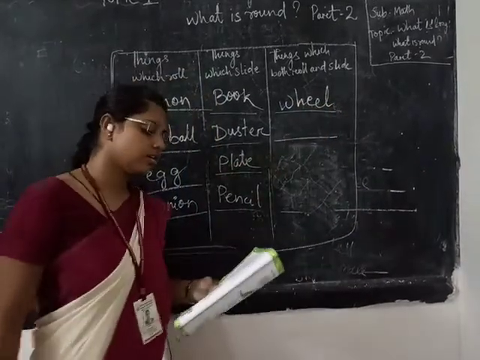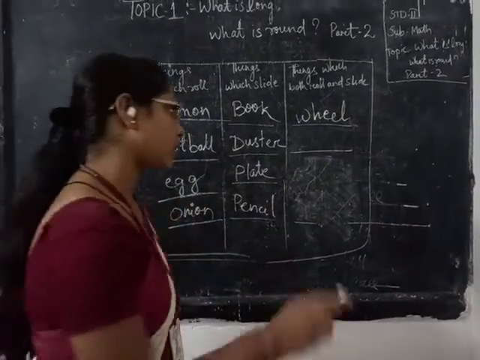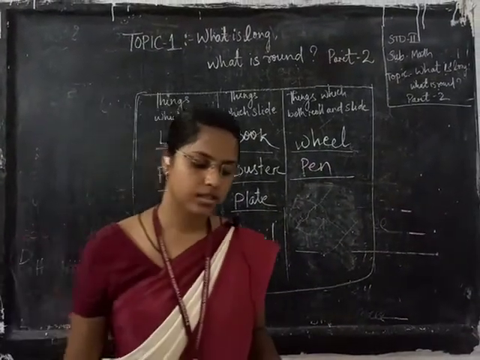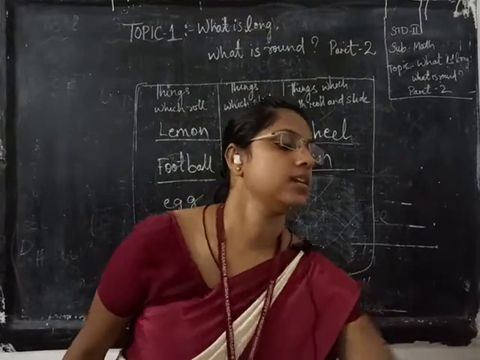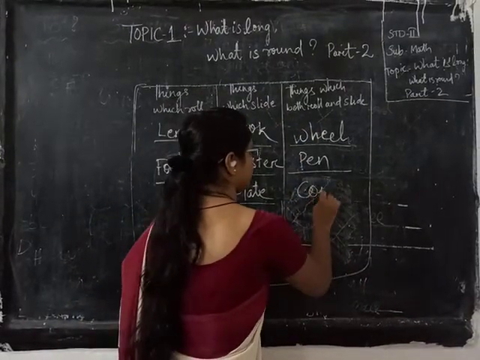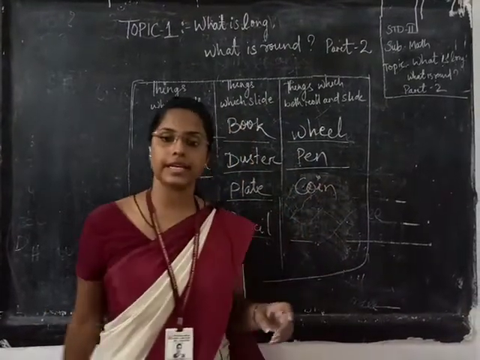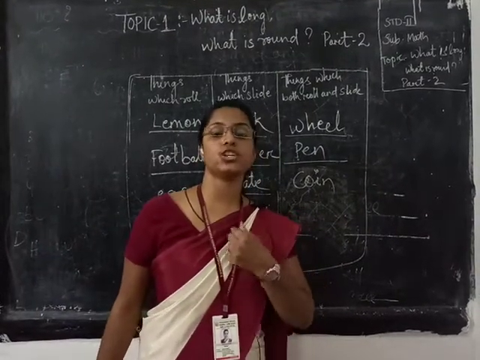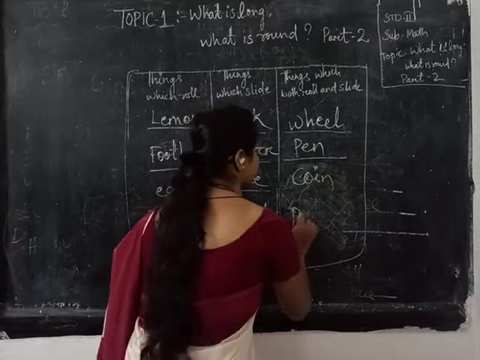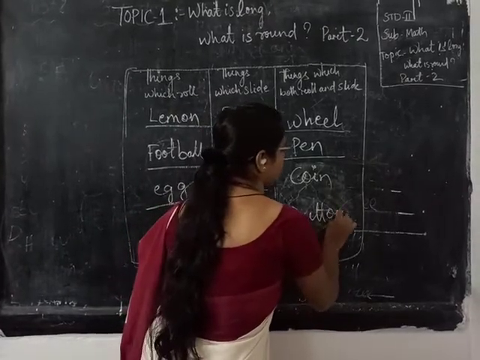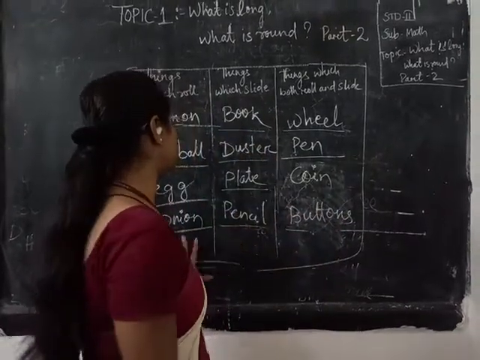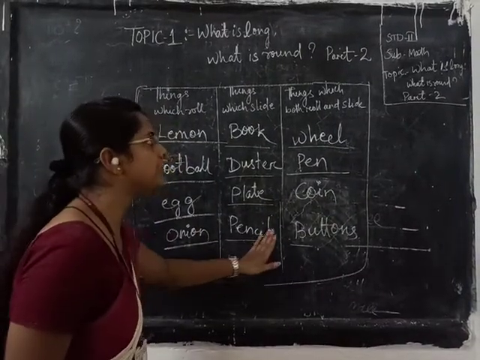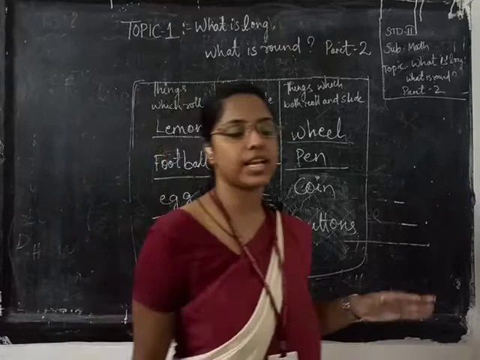Okay. Next, tell me a pen. Yes, very good. Next, yes, coin. Coin, very good. And another, your buttons which you put in your shirts. Okay, the buttons also. So these are the things which can roll, these are the things which can slide, and these are the things which can roll as well as slide.